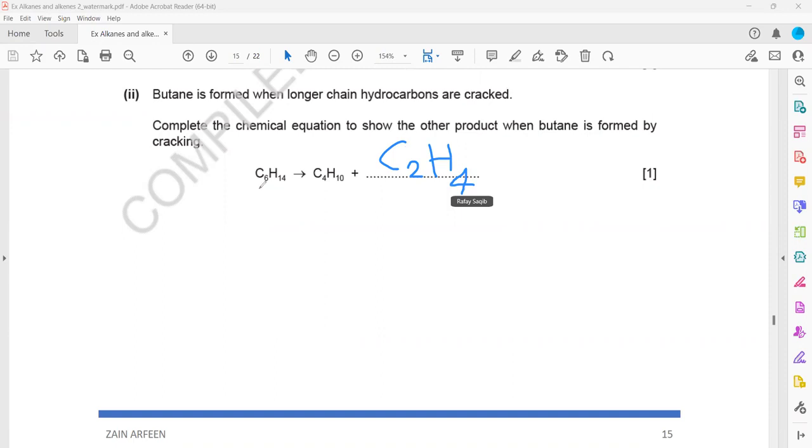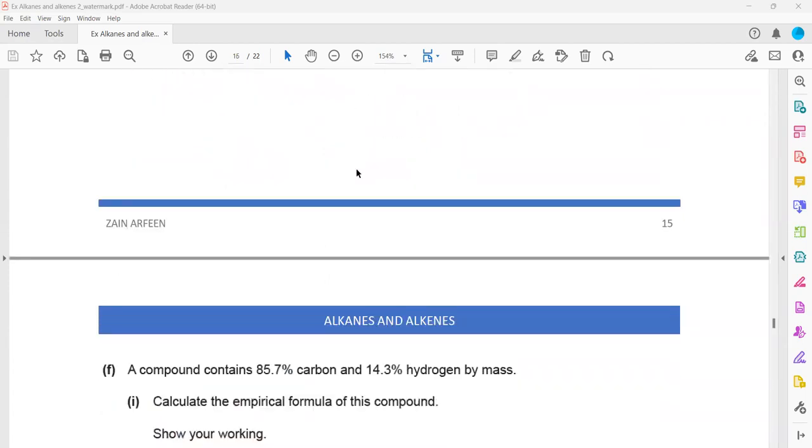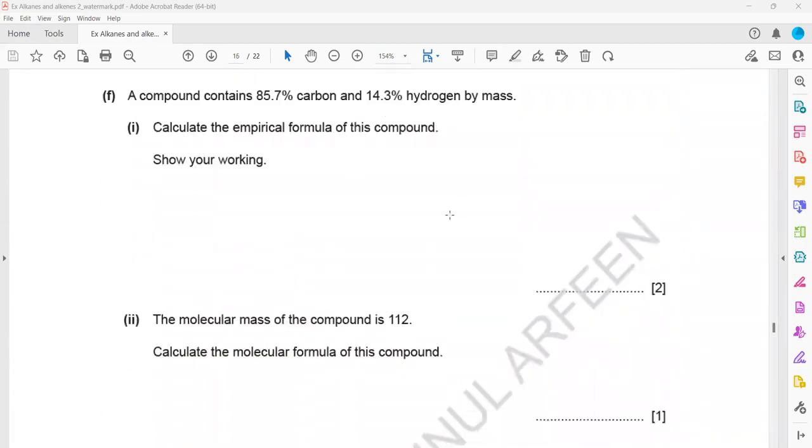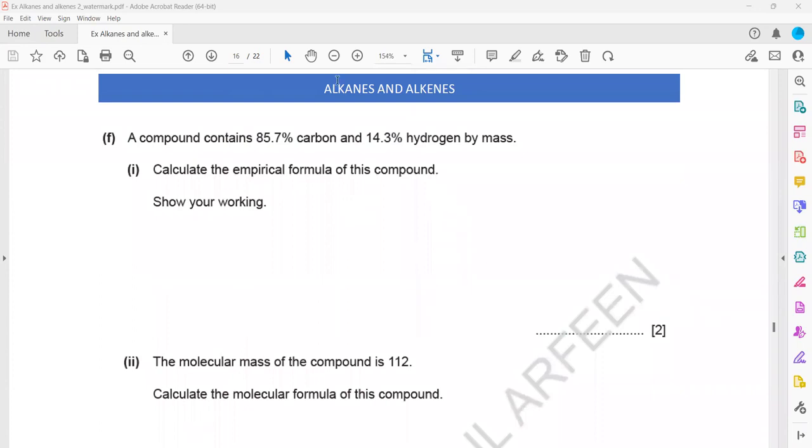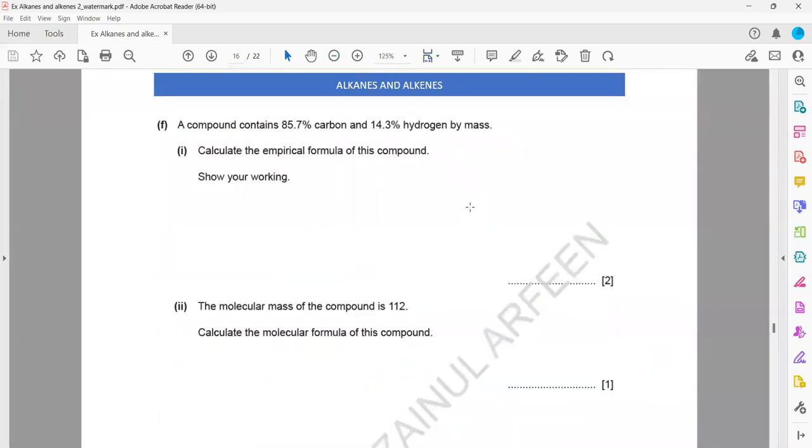So we have C6 and H14. Out of 6, 4 are used, so 2 are left. And out of 14, 10 are used, so 4 are left, so C2H4. So you always check how many bonds are left. Then a compound, this is related to empirical and the molecular formula.